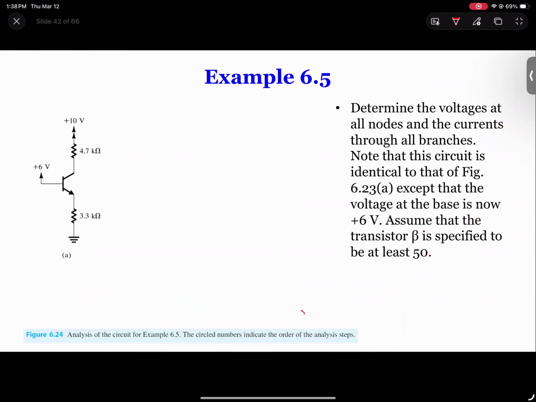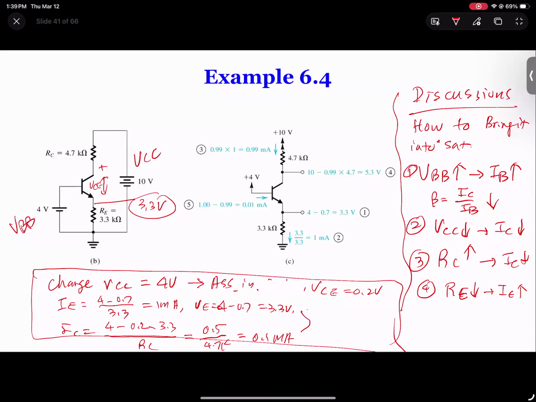So here we're going to get beta equal to IC over IB, equal to 0.1 divided by 1. That gives you 0.1. So beta is so small, it's only 0.1. So absolutely it's going to be in saturation. Because I did it, I wanted to make sure it is in saturation. So I did 4 volts.